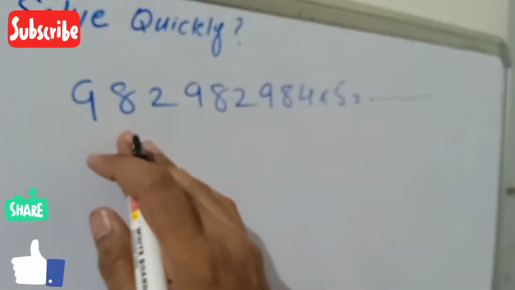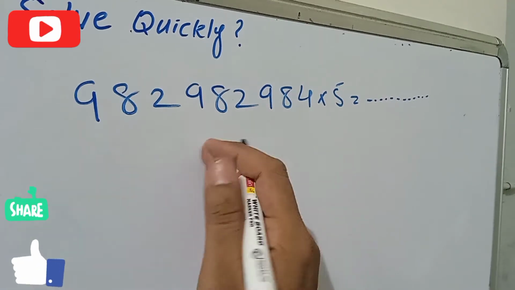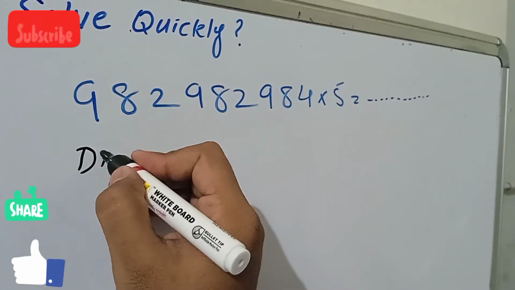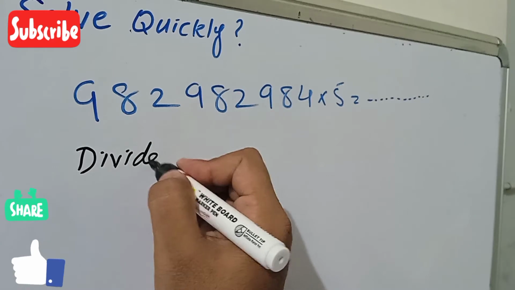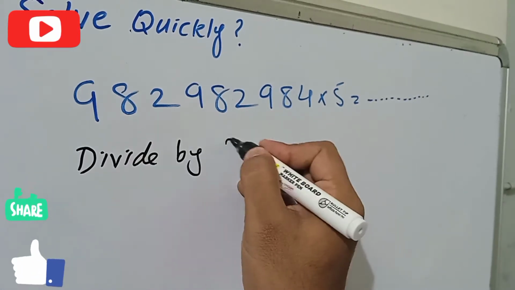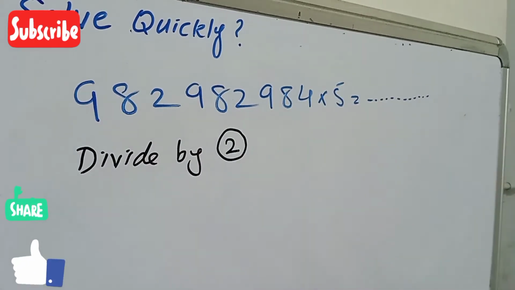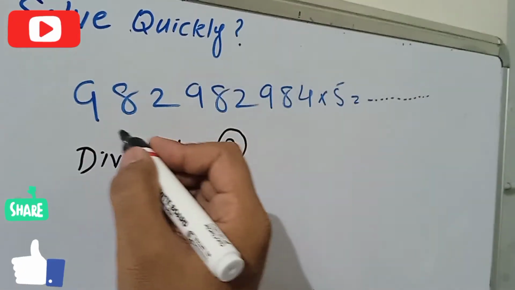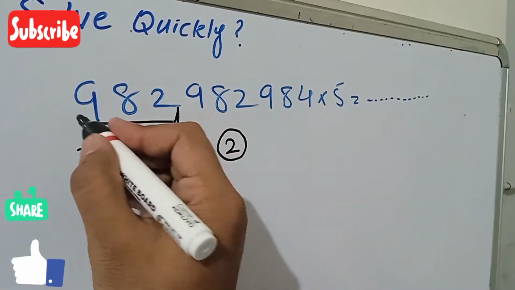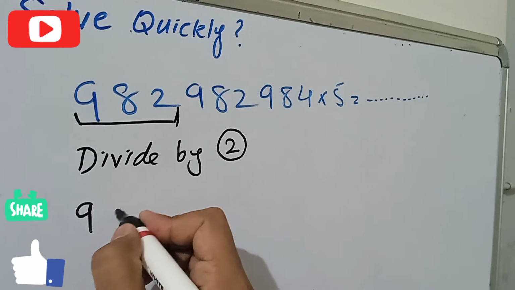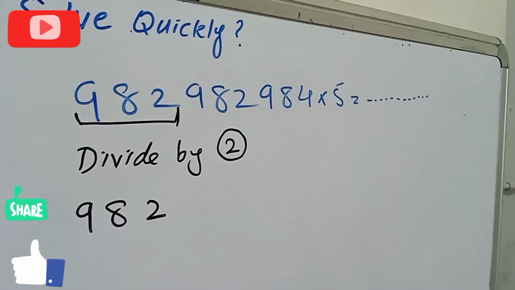Okay, now whenever the problem looks like this, we have to divide the whole equation by 2. Now here, how to divide? Again, I am going to tell you one particular technique. Write down the first 3 digits in this manner. Okay, got it?